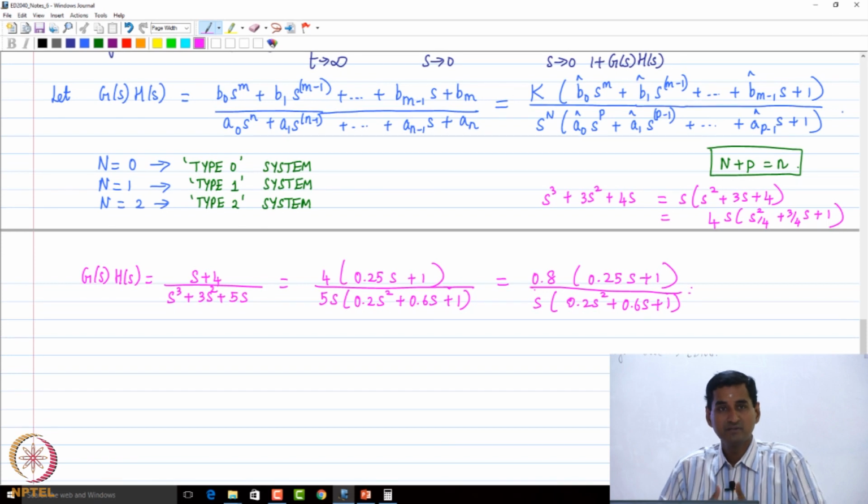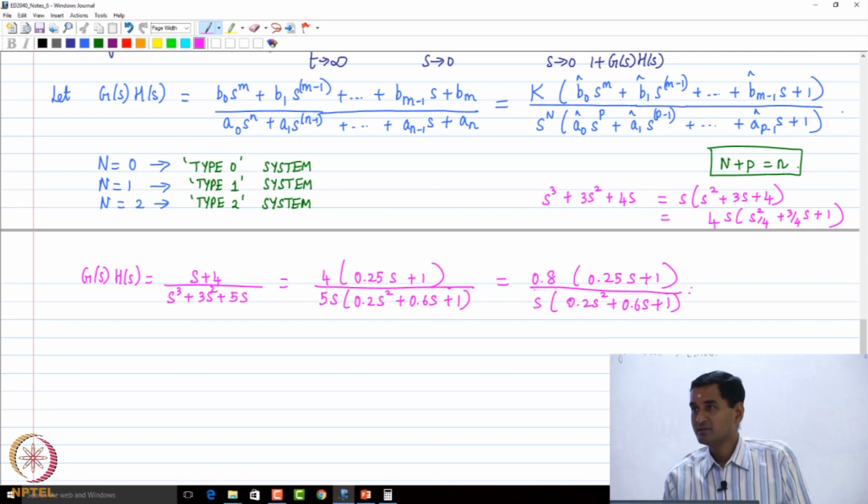Here capital N is 1, small p is 2, M is 1, and K happens to be 0.8. That is what is called the open loop gain. We will come to that shortly in the next class.